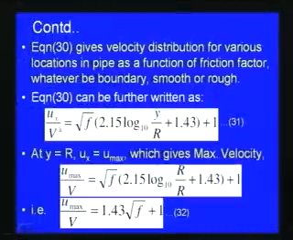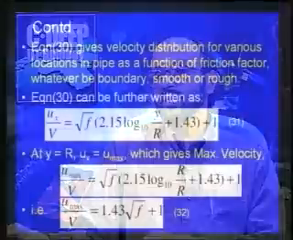Now equation 30 can be further written as u x by V is equal to square root of f times 2.15 log 10 y by r plus 1.43, plus 1. We can simplify, and then at y equal to r, the center line of the pipe, u x is equal to u max, which gives the maximum velocity. So u max by V is equal to square root of f times 2.15 log 10 r by r plus 1.43, plus 1. This we can simplify as u max by V is equal to 1.43 square root of f plus 1, as in equation number 32.